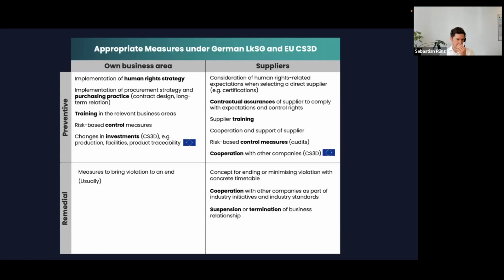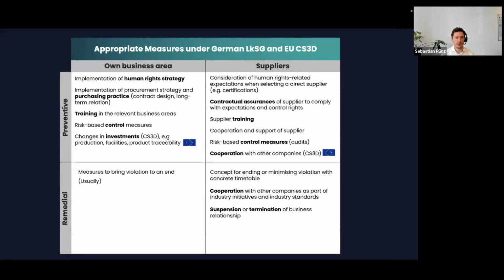So let's start on the top left side, preventive measures in your own business area. What does that mean? It means you should have a human rights strategy implemented in your company. You should have procurement strategy and purchasing practices that are reflecting human rights risks. You should train your relevant business areas. So training comes up in your own business area and also on the right side with respect to suppliers, but we'll get to this later.